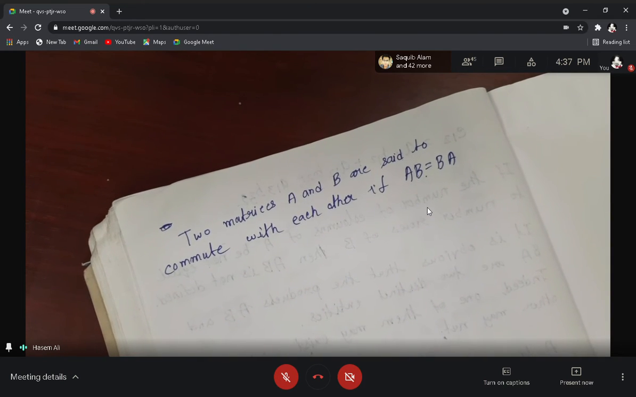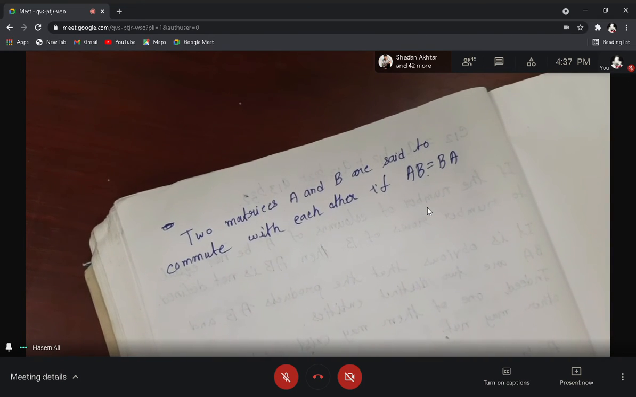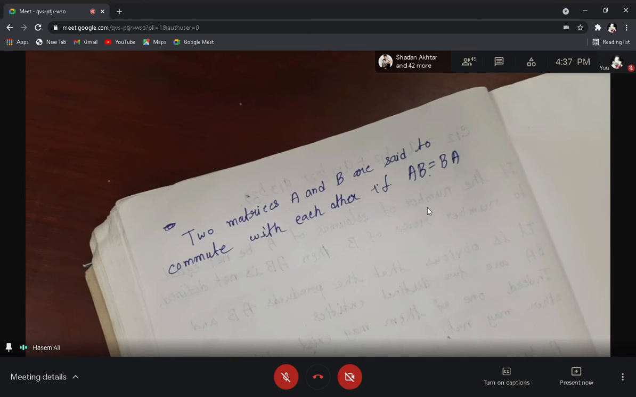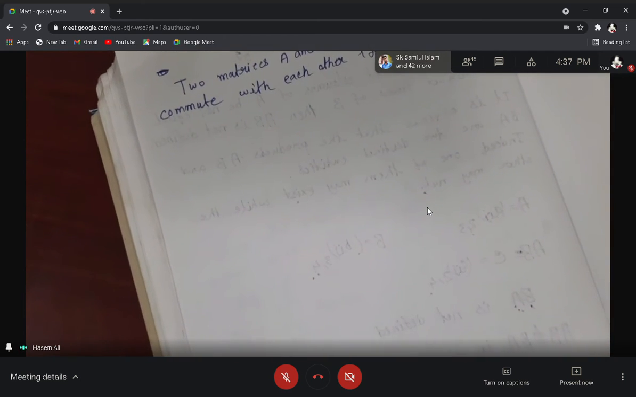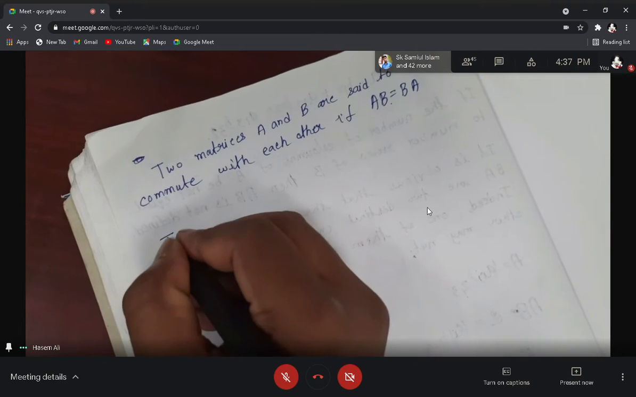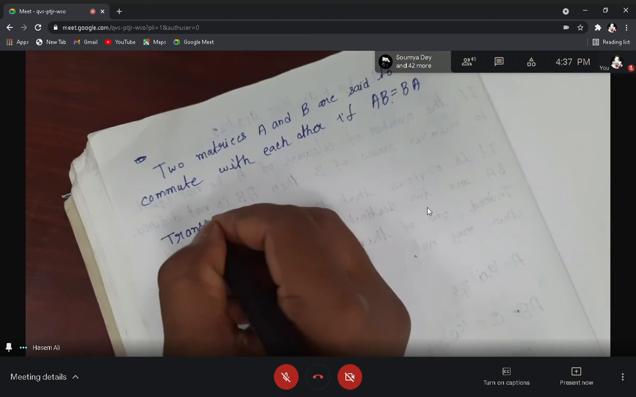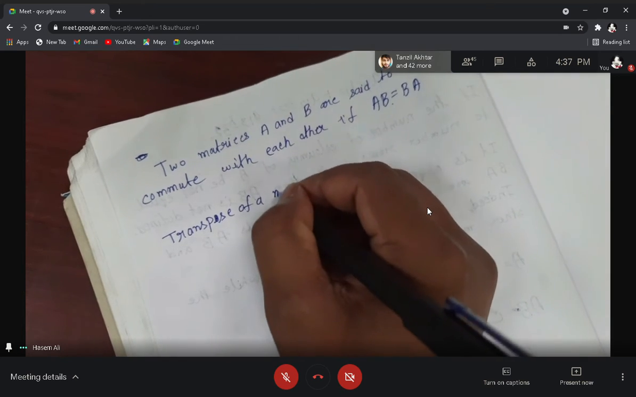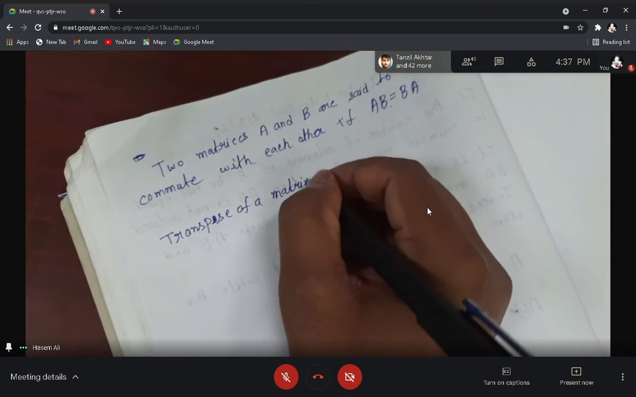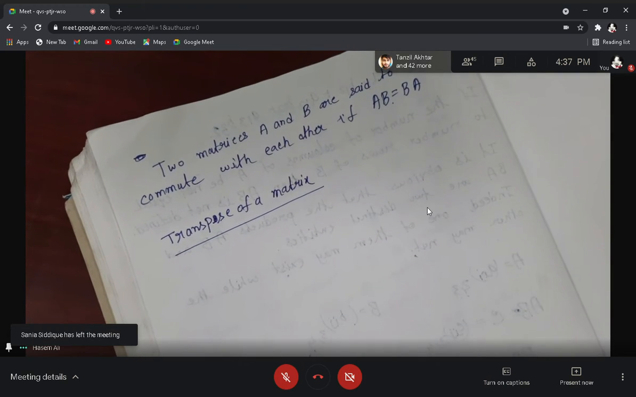Now, what is a symmetric matrix? What is a symmetric matrix? The transpose of the matrix is equal to it. Okay, but first we have to introduce the transpose of a matrix.